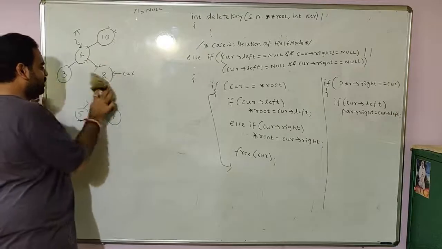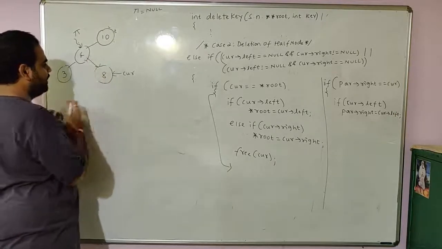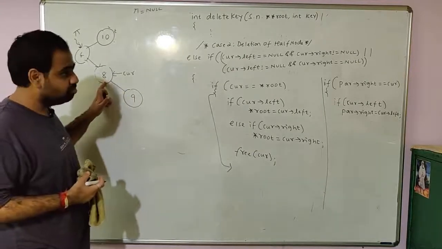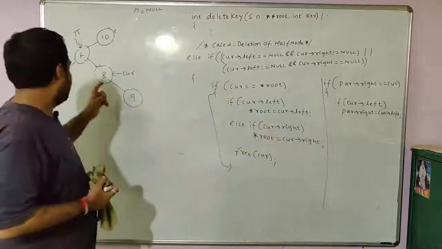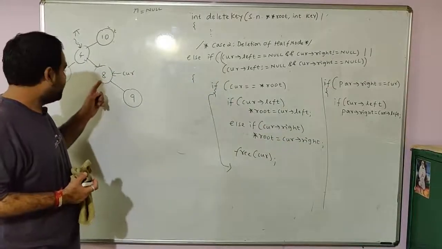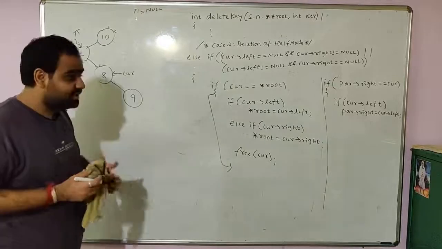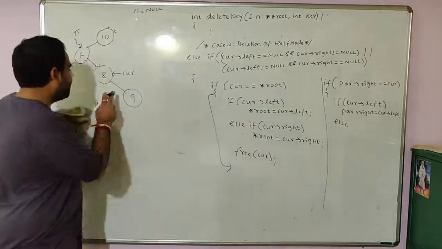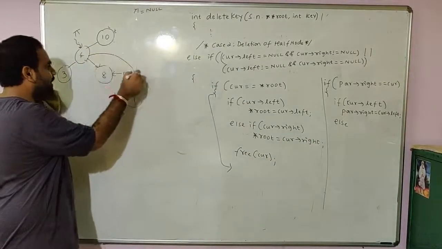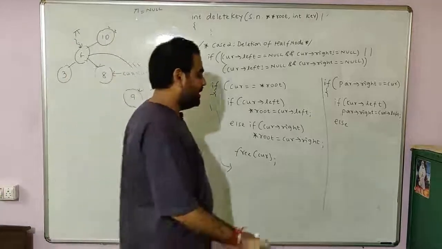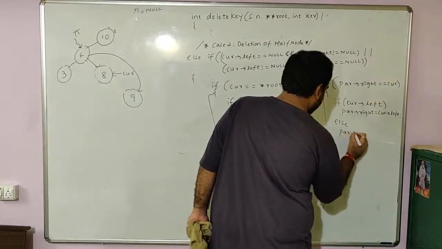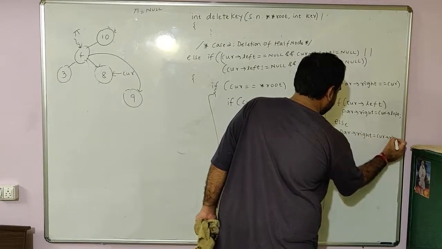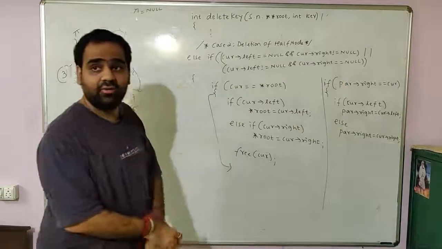Or the tree might be this way. And I say 9 over here. And I want to delete 8. 8 is a half node. Is parent->right equal current? Yes, parent->right equal to current. Is current->left not equal to null? The condition fails. It means current->right is not null. If current->right is not null, what shall I say? Parent->right is equal to current->right. Is that okay?